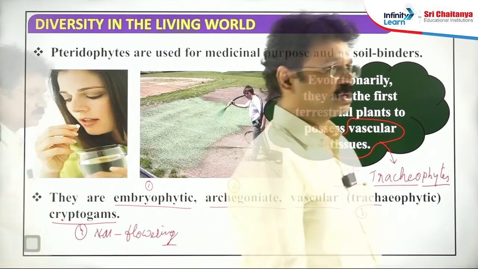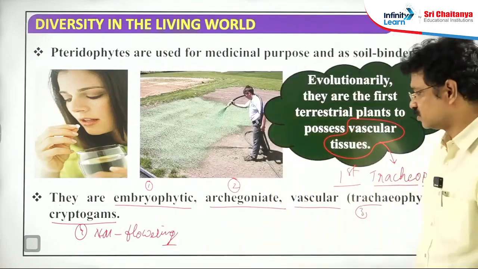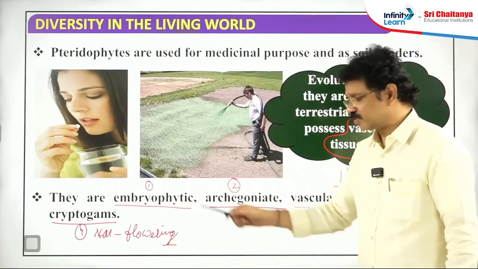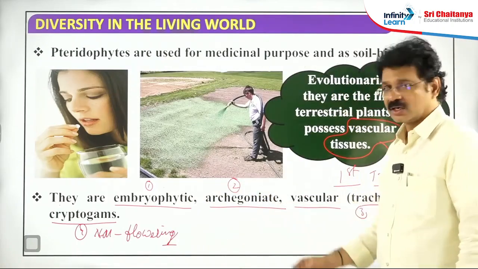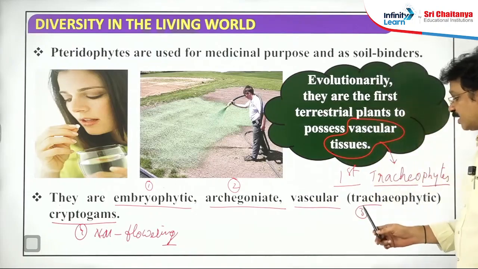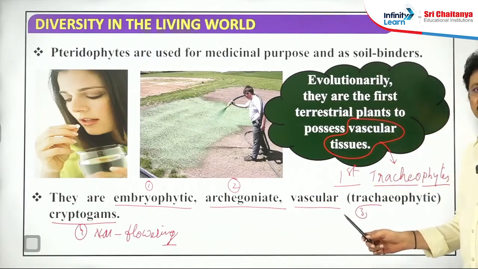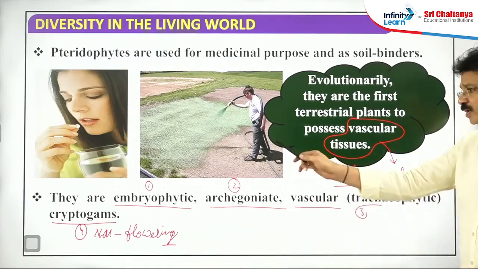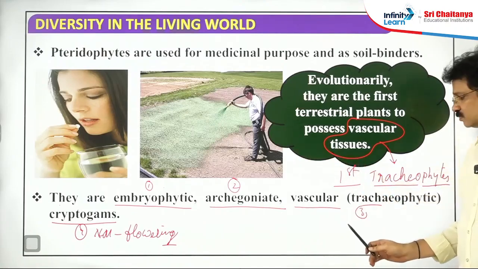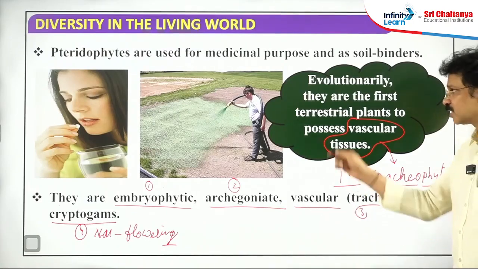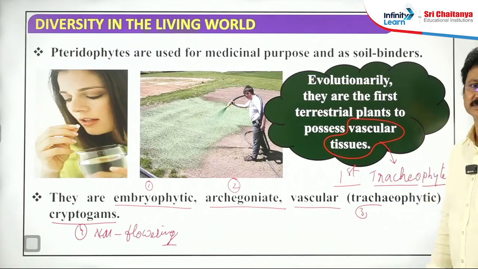Non-flowering plants. Compare the bryophytes to pteridophytes. Bryophytes are also embryophytes and archegoniates, but atracheophytes, with no vascular tissues. It is one of the major variations between bryophytes and pteridophytes. Bryophytes are non-vascular, but pteridophytes are vascular.